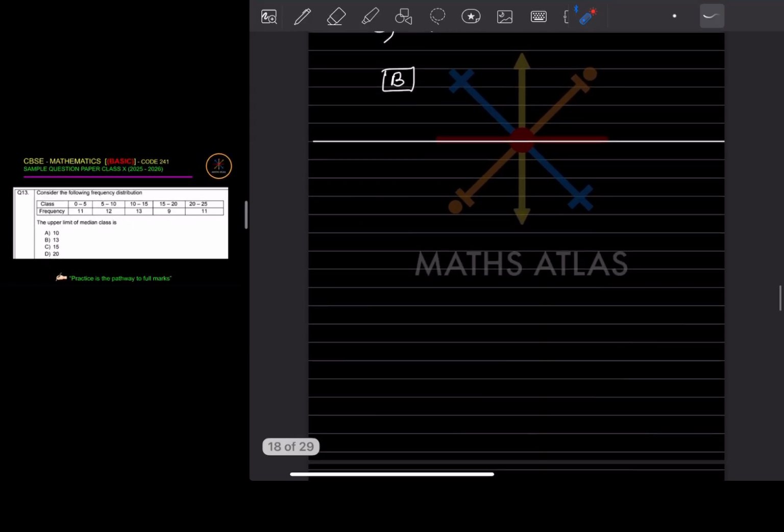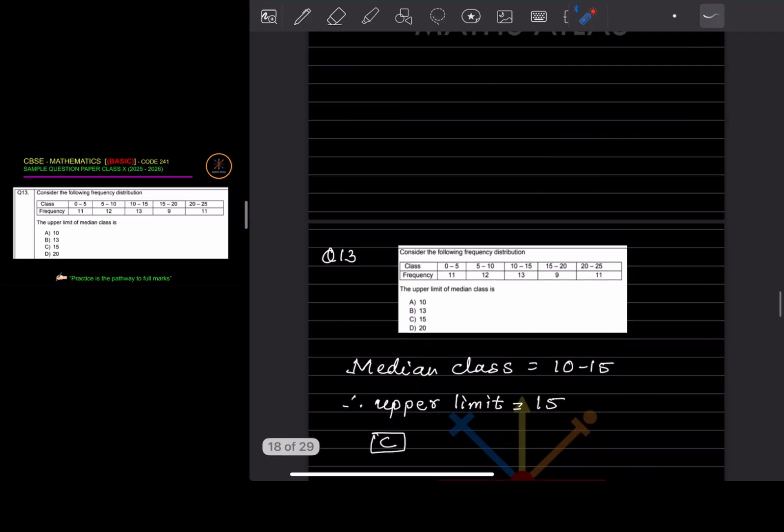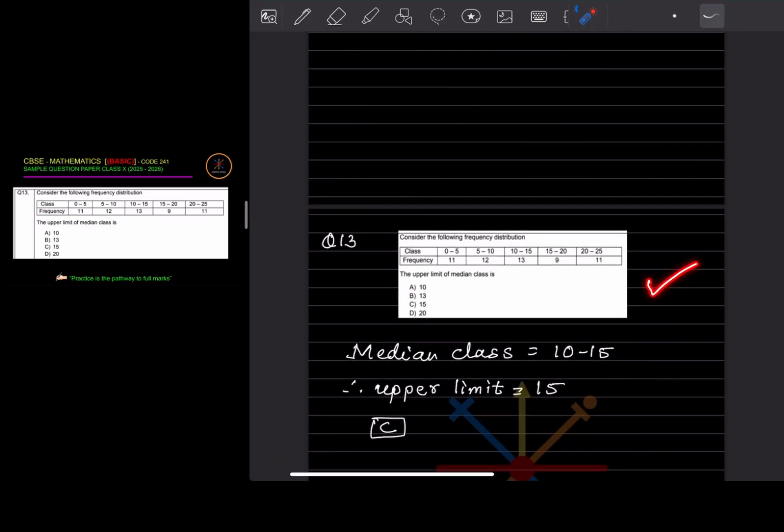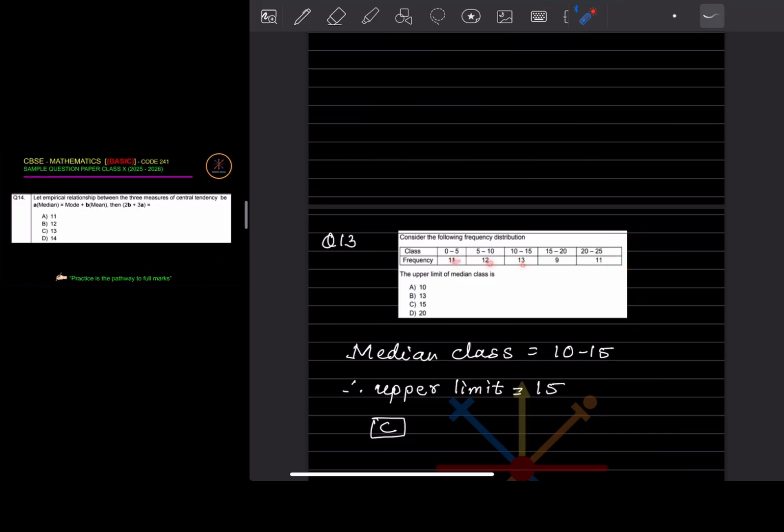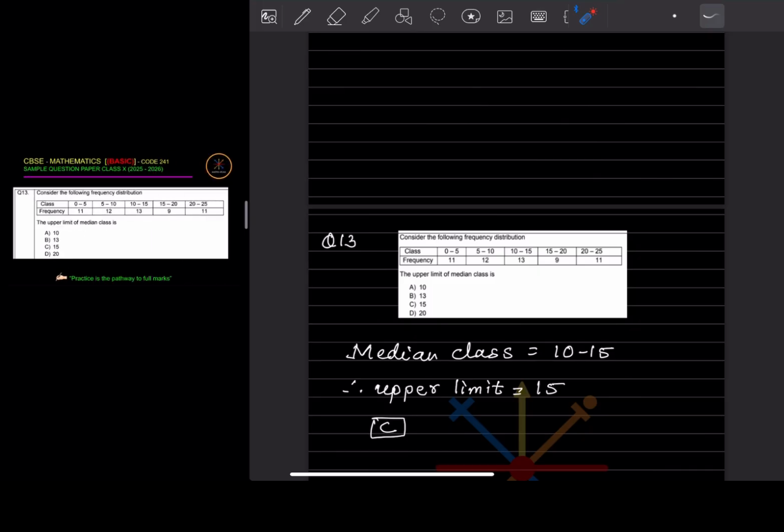Now here consider the following frequency distribution. Same thing here, I have pasted this table over here. This is the class and this is the frequency. You can see how many there are, 1, 2, 3, 4 and 1, 2, 3, 4, 5. So you can see the median class is after these two, which is 10 to 15. We want the upper limit of the median class. Here it's given 10 to 15, so the upper limit is 15. So the option is C.